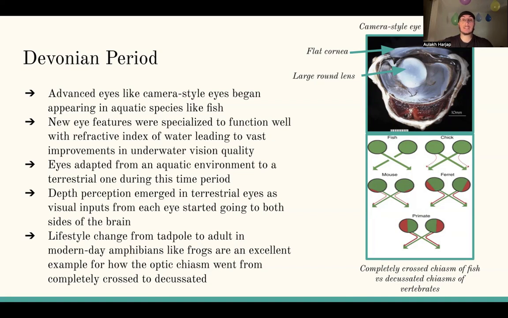Analysis of early amphibian species like frogs suggests that tadpoles had a completely crossed chiasm, which is similar to the completely crossed chiasm you see here in this figure for fish. And this prevented them from having binocularity. But as tadpoles undergo metamorphosis into adults, their chiasm is decussated, leading them to have enhanced visual processing on land. And this can be seen in the various other vertebrate chiasm you can see in this figure here as well. Such an event is likely what occurred for the ancestors of all modern-day tetrapod species as they transitioned their eyes from an aquatic lifestyle to a terrestrial one.